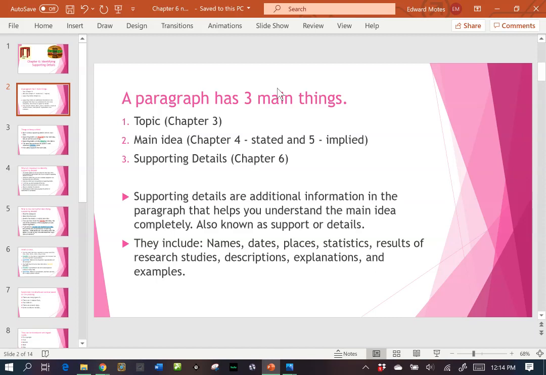Supporting details are additional information in the paragraph that helps you understand the main idea completely. They're known as support or details. And there are a lot of different kinds of supporting details. They could be names, dates, places, statistics, results of research studies, descriptions, explanations, and even examples.